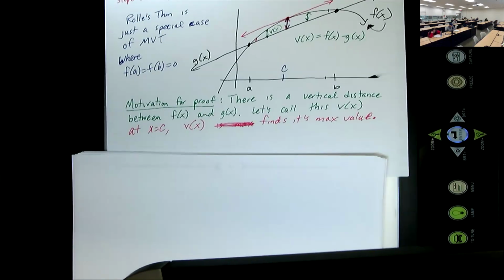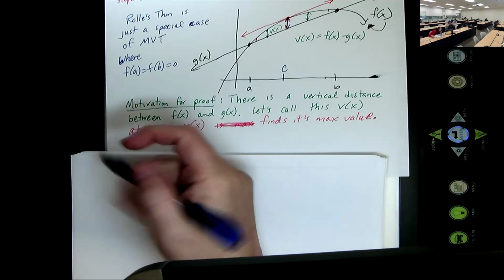So we want to find a good equation for b of x. We have f of x, we don't have g of x. We do know g of x is a line.